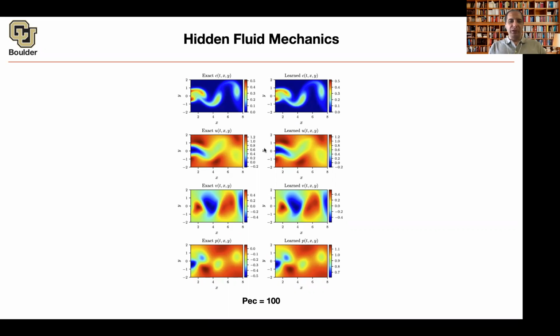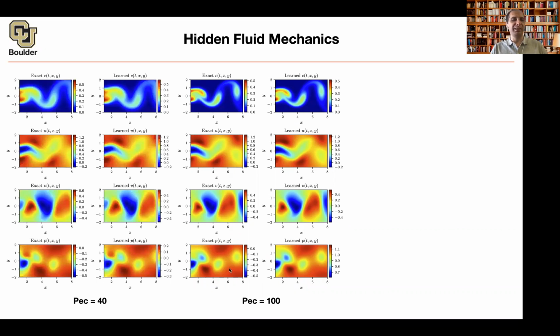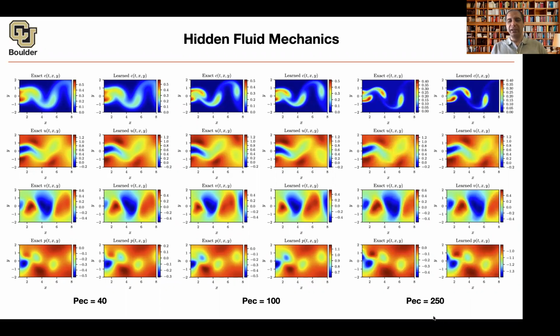And the method actually worked. So you're going to learn u, v, and the pressure when the Peclet number was equal to the Reynolds number. We said, what happens if the Peclet number is smaller than the Reynolds number? Basically, your dye is going to diffuse faster. What's going to happen then? We still got the pattern correct. We still got the velocities. And we said, let's increase the Peclet number and see what happens. And this was early success.